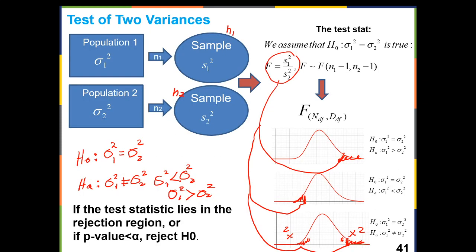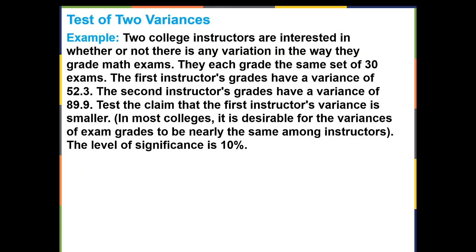All right, so let's move on and do an example. Two college instructors are interested in whether or not there is any variation in the way they grade math exams. They each grade the same set of 30 exams. The first instructor's grades have a variance of 52.3, and the second has a variance of 89.9. So test the claim that the first instructor's variance is smaller.